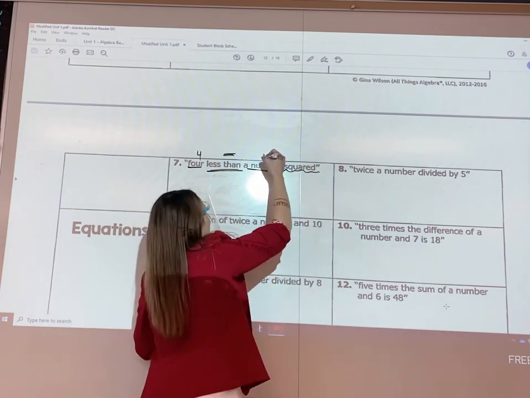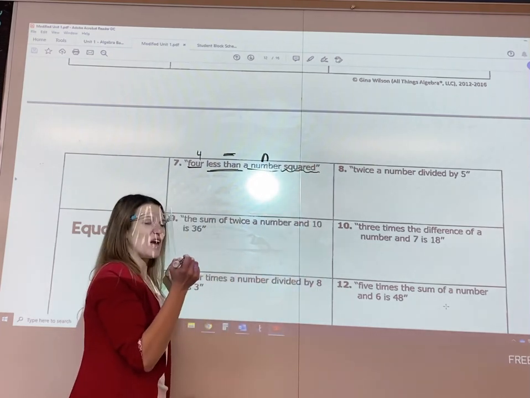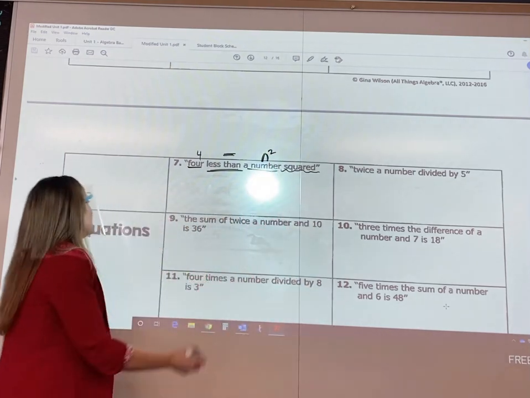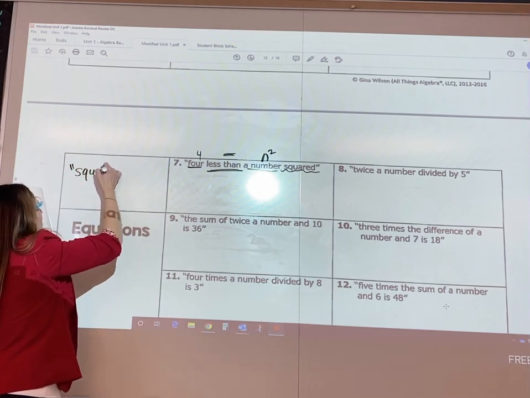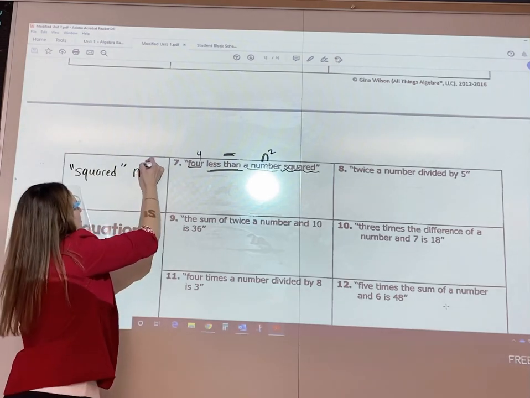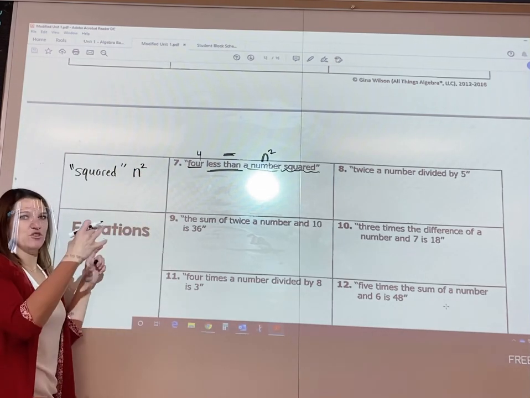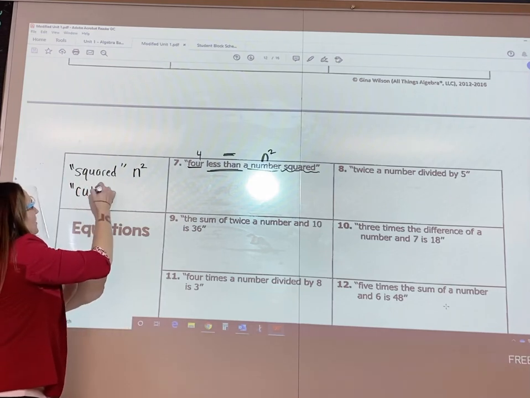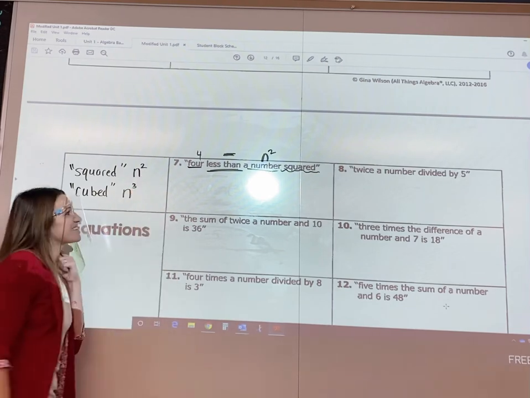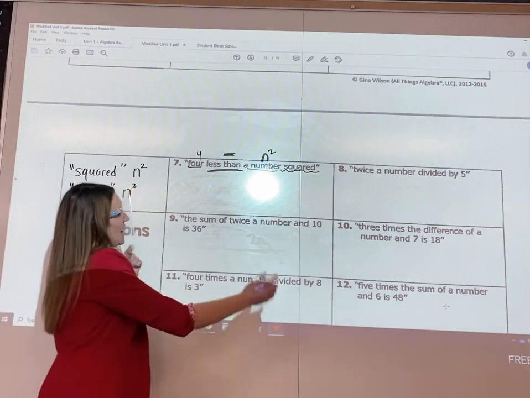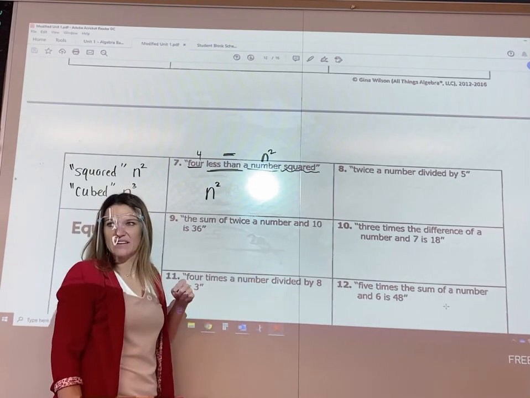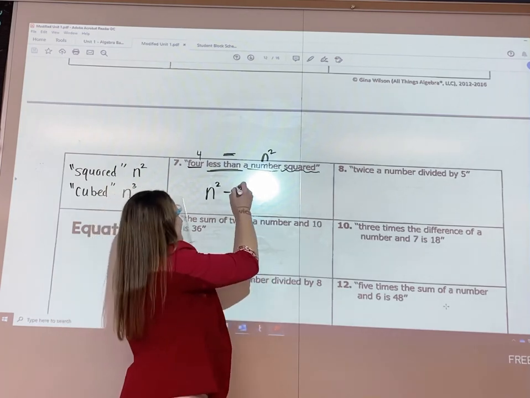Well, we know a number is n. How do we square a number? We put a little exponent of 2. So over to the left here, just put squared. Whenever you see the word squared, you know you're going to take that to the power of 2. So if you see cubed, it would be taken to the power of 3. Good job. So we know we have a number squared. We know we have n squared. I want 4 less than that. So minus 4.